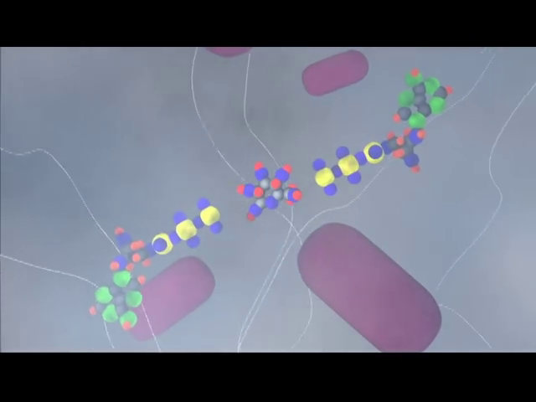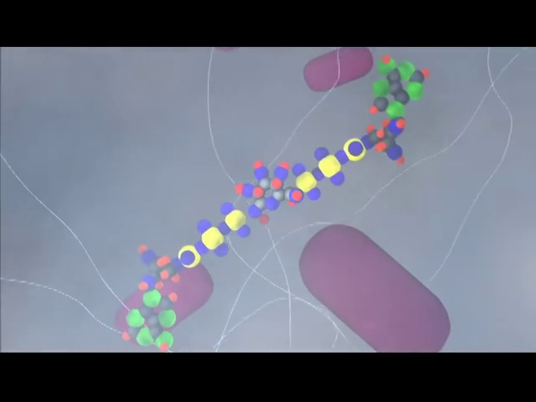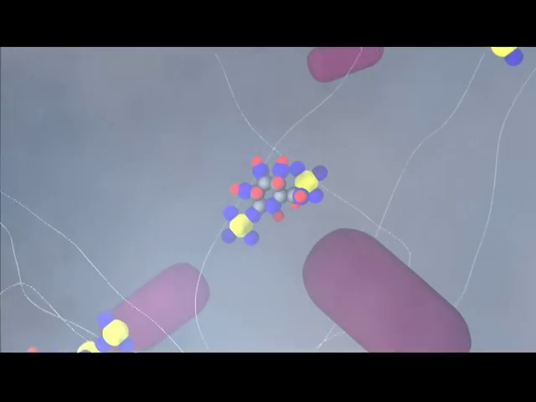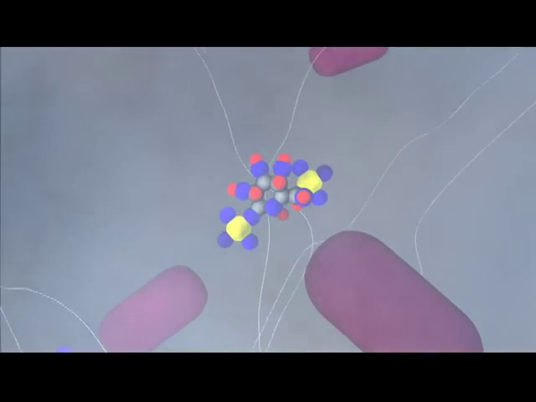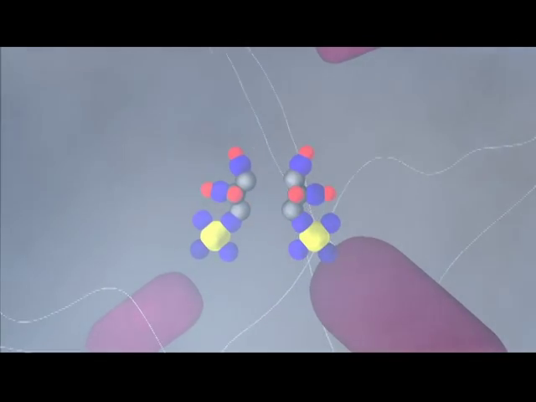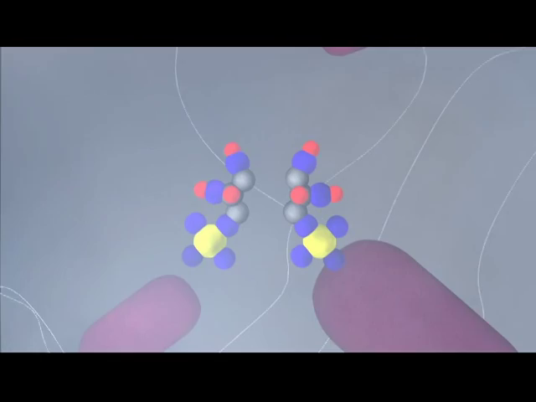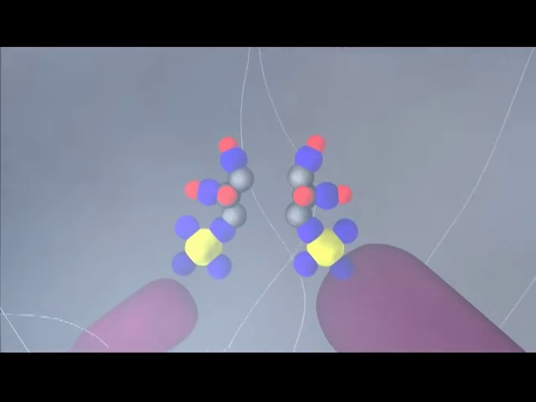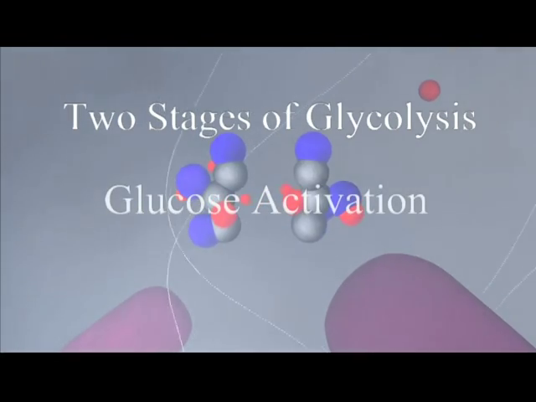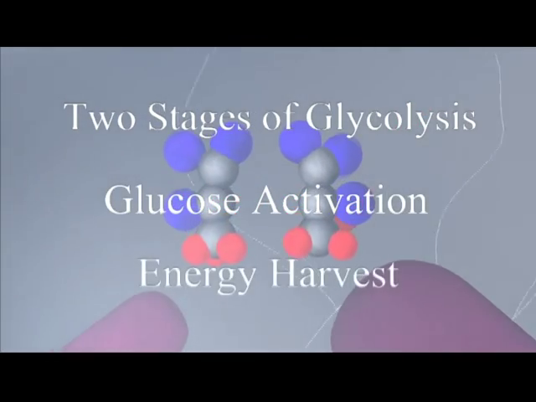Glycolysis literally means to break apart glucose. That is exactly what happens in the complex sequence of reactions which break down a molecule of glucose into 2 molecules of pyruvic acid. The process of glycolysis, which occurs in the cytosol of a cell, can be broken down into 2 major stages: glucose activation and energy harvest.